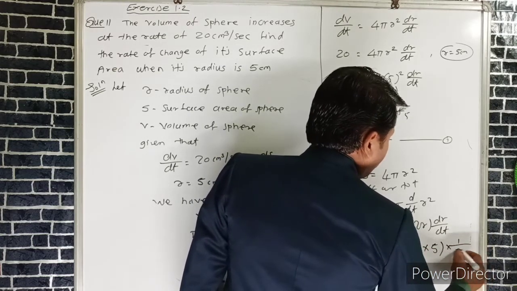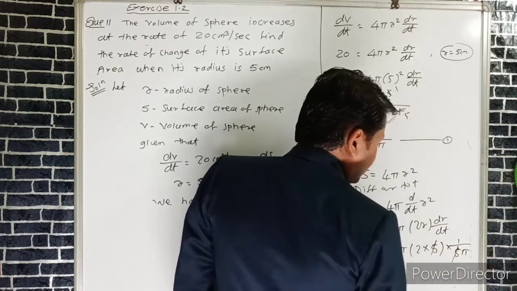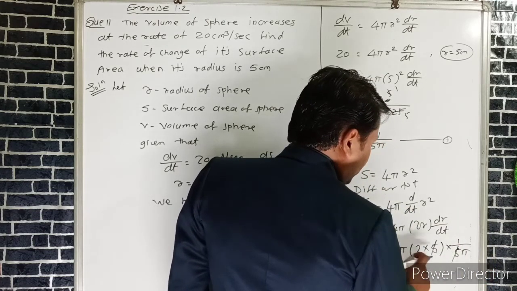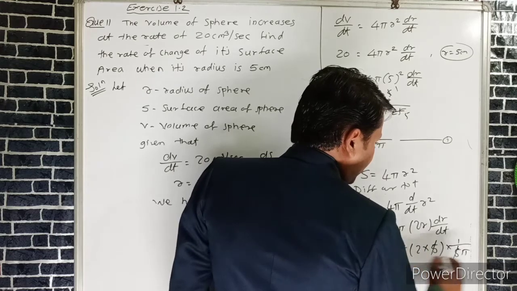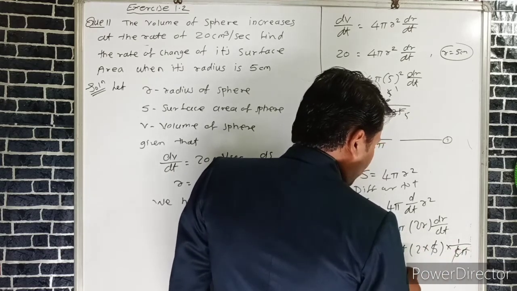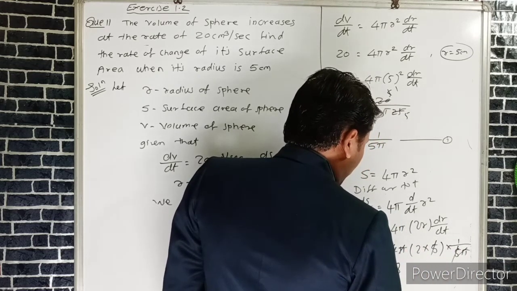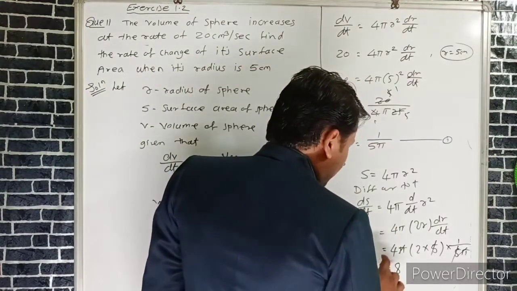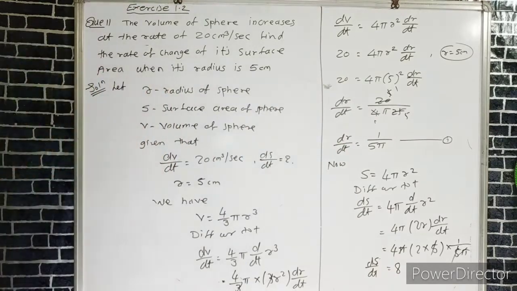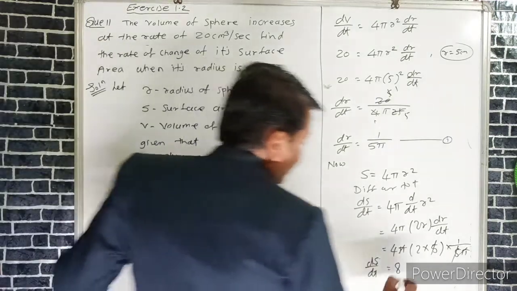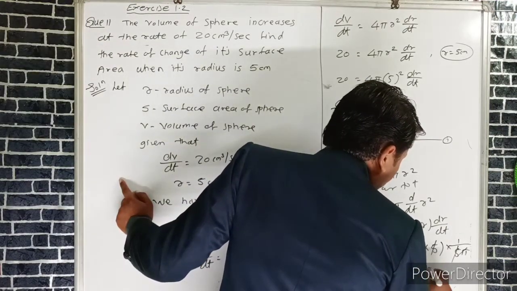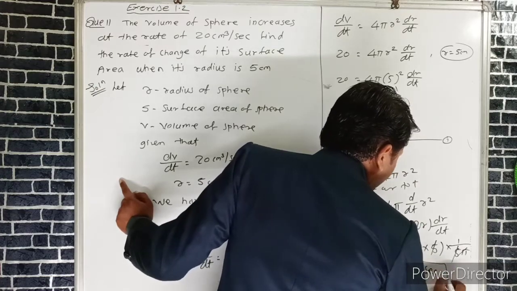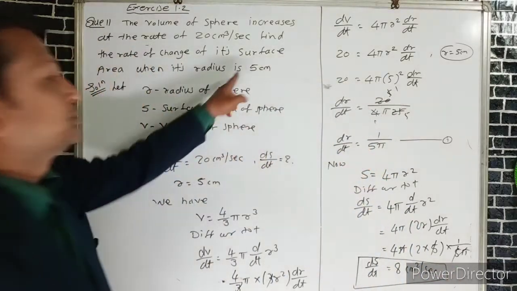which is 1 upon 5 pi. Here 5 gets cancelled. We can write 4 into 2, 8, and pi gets cancelled. 4 into 2 is 8, so dS upon dt, the rate of change of surface area, or we can say that the surface area increases at the rate of 8 centimeter square per second when the radius r is equal to 5 centimeter.